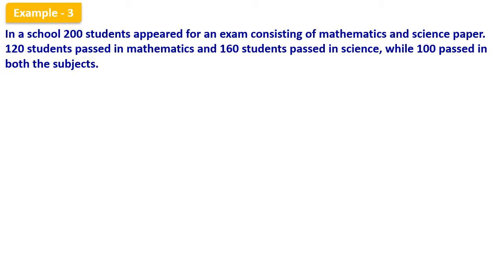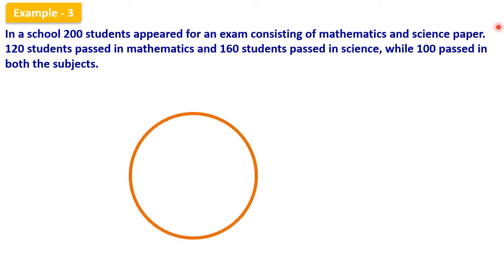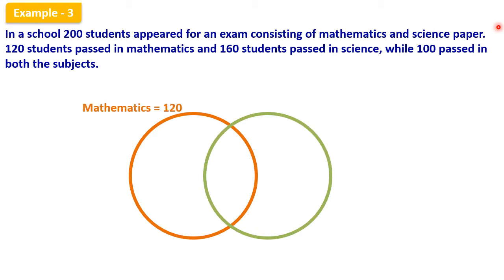So there are total 200 students, where it is said that 120 students passed in mathematics and 160 passed in science. So we will make 2 circles, one representing students passed in mathematics and second representing students passed in science. So this is mathematics whose count is 120 and second is science whose count is 160. As it is clearly mentioned that 100 passed in both the subjects, obviously the intersecting region should be filled with a count of 100. So I will write here 100.